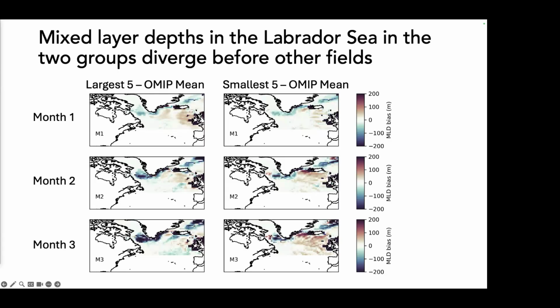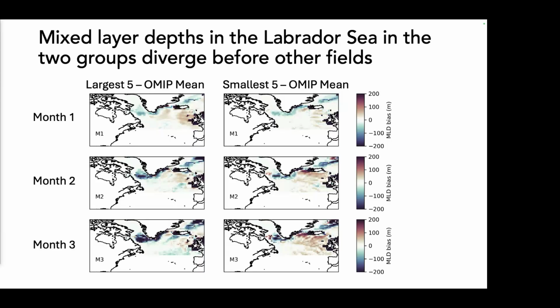So here again, these are the models with the largest bias minus the ensemble mean, and here are the ones with the smallest minus the ensemble mean. You can see these diverge by month 2. These ones are much shallower, with a decreasing mixed layer depth compared to the models that have the least bias. And by month 3, it's really clear that these 2 classes of models have very different behavior in the Labrador Sea. So that's my guess of where things are starting off.